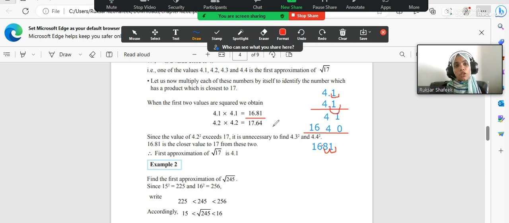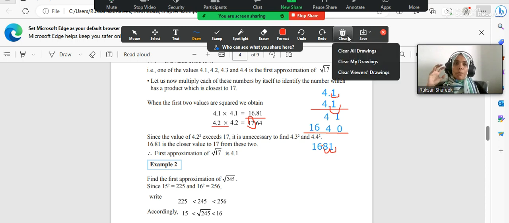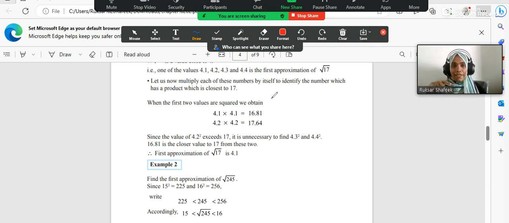Okay, now we've not got the exact answer, because 16.81 and 17.64 is still not 17. But just because I say the 17 here does not mean that my answer is going to be 4.2. So now how do we figure it out? Basically, you're going to see which number, 16.81 or 17.64, is closer to 17. So which is the closest? For that, we need to subtract the smaller number from the bigger one. So from 17 I'm going to subtract 16.81.